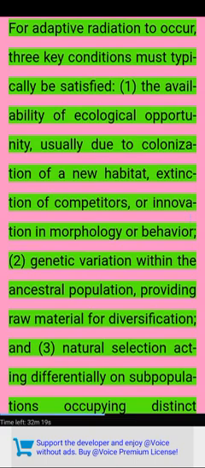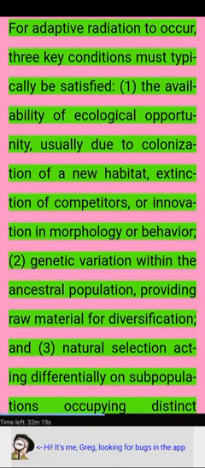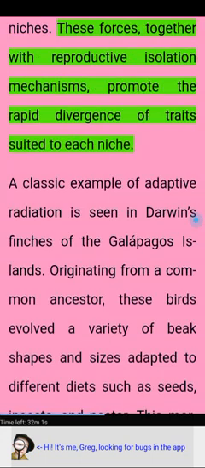For adaptive radiation to occur, 3 key conditions must typically be satisfied. 1. The availability of ecological opportunity, usually due to colonization of a new habitat, extinction of competitors, or innovation in morphology or behavior. 2. Genetic variation within the ancestral population, providing raw material for diversification. And 3. Natural selection acting differentially on subpopulations occupying distinct niches. These forces, together with reproductive isolation mechanisms, promote the rapid divergence of traits suited to each niche.